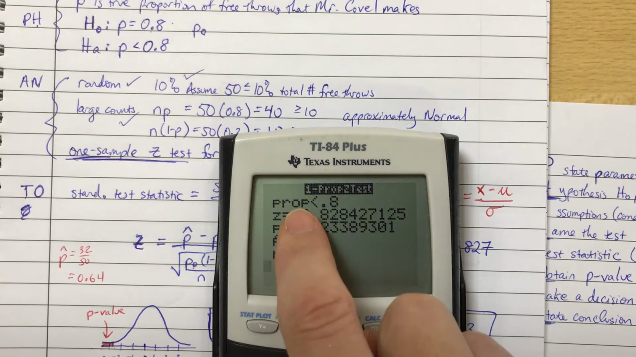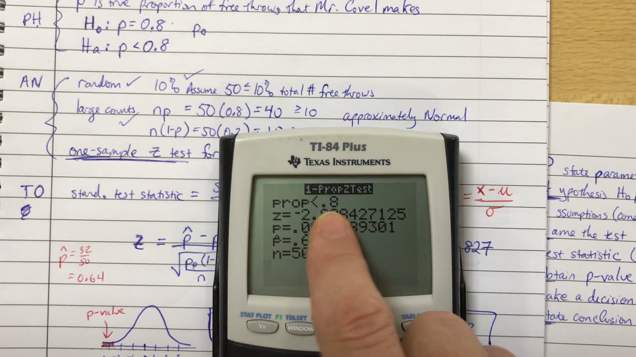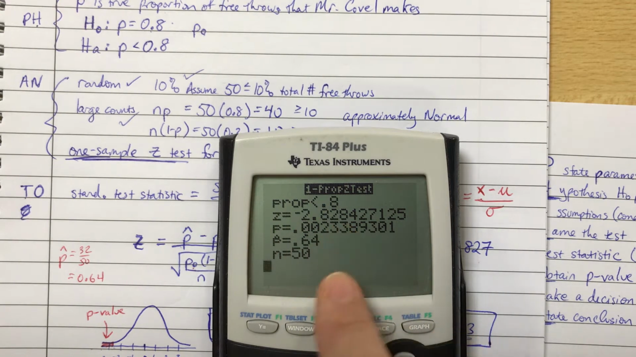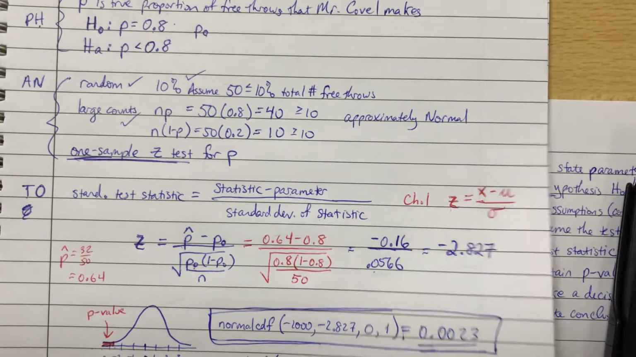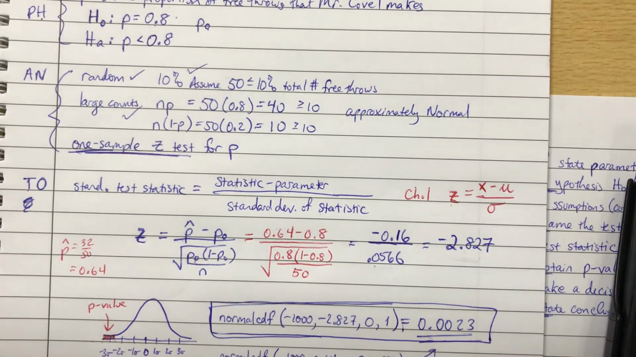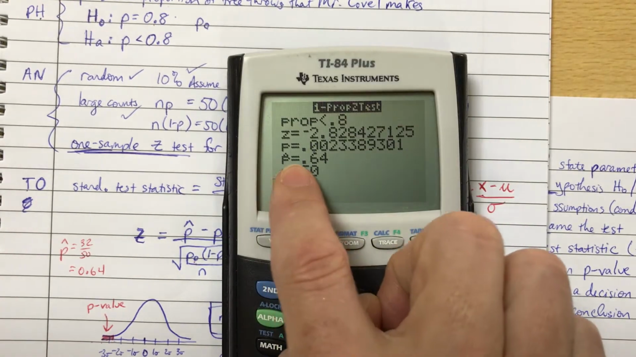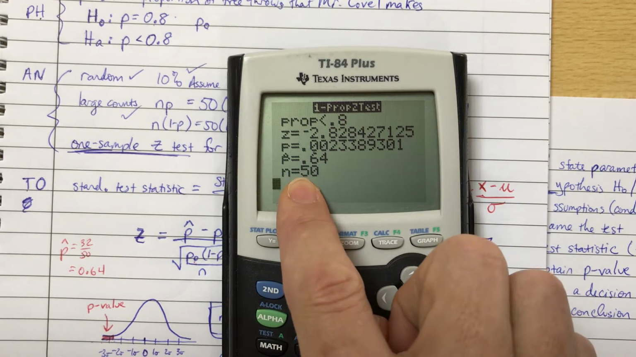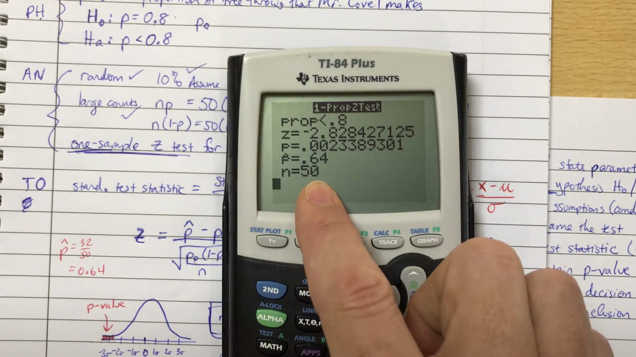Now, so the proportion that is less than 0.8, here's your z-score. Wow, that's nice. That's our test statistic right there. They did it for us. Here's the p-value, 0.0023, which is what we got right here. It tells us the sample proportion of 0.64, and it tells us that the number of free throws that he takes in the sample is 50.